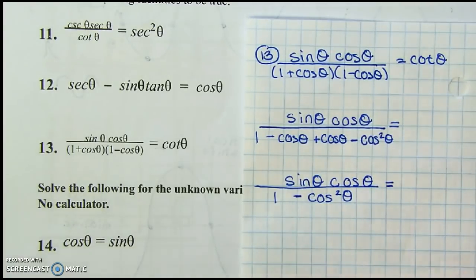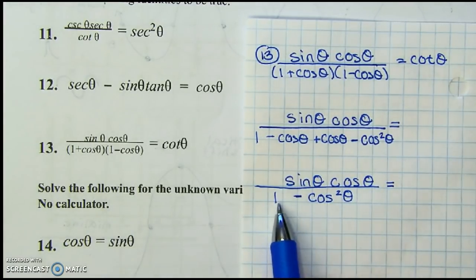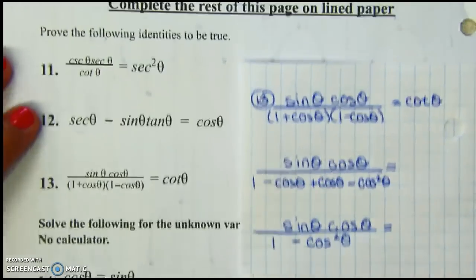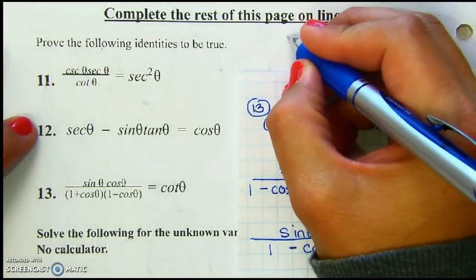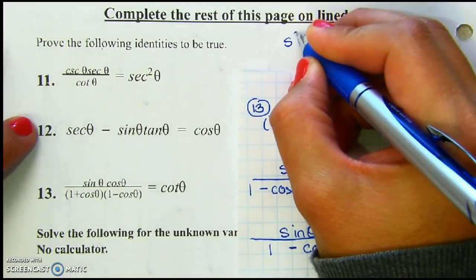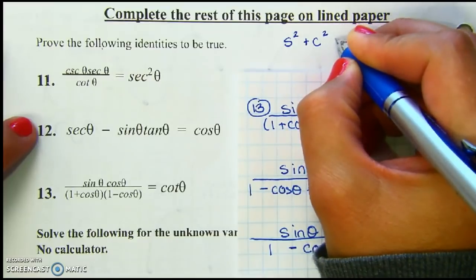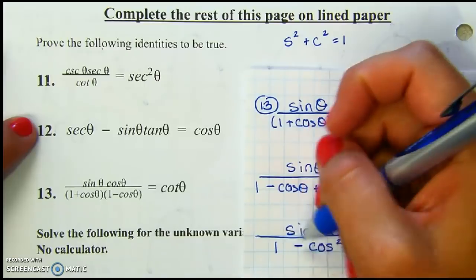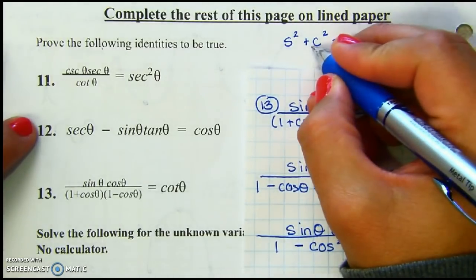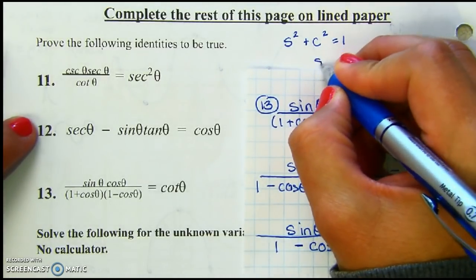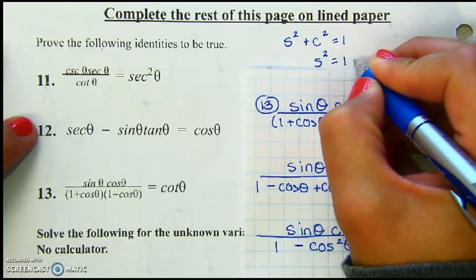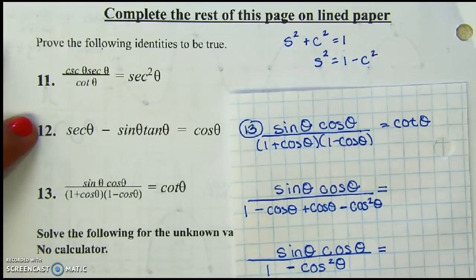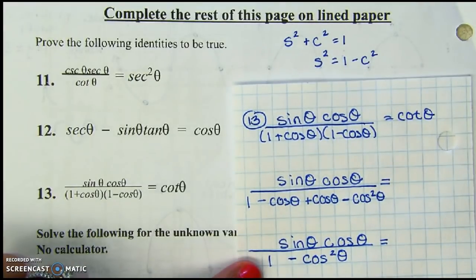Okay. Does this equal cotangent yet? No, not at all. But we do have a 1 minus cosine squared, and I kind of went over that in the last video. We know our Pythagorean theorem is sine squared plus cosine squared equals 1, and we can rearrange that. So do you see how this says 1 minus cosine squared? If I were to subtract the cosine squared to the other side, I would get 1 minus cosine squared is equal to sine squared. So I'm going to substitute this out, 1 minus cosine squared.